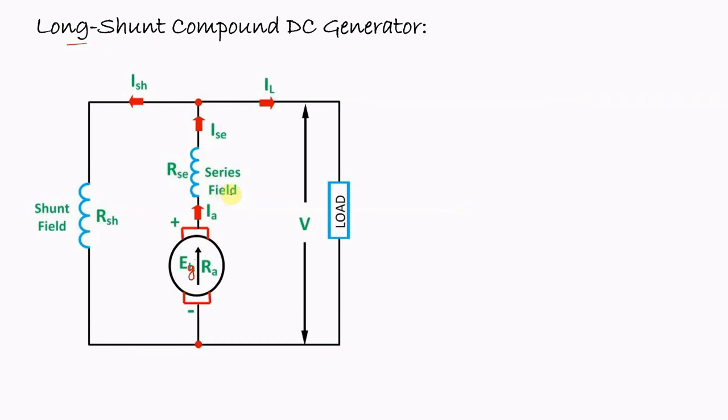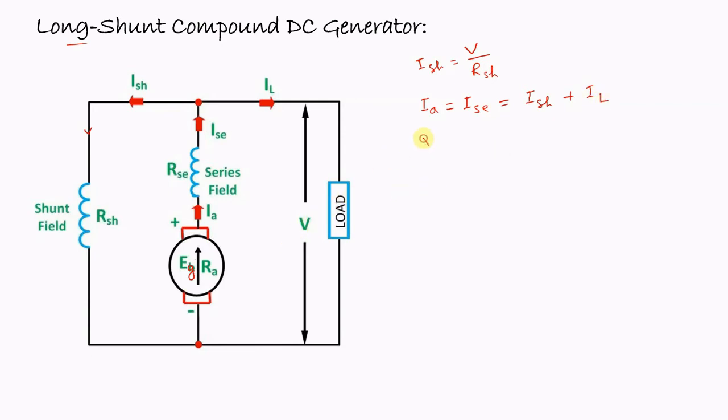So in case of long shunt compound generator, the current flowing to the shunt field winding, that is ISH, is the voltage upon the shunt field winding resistance, because here the voltage across the load will also be the voltage across the shunt field winding. Here the armature current and the series field winding current will be the same, because the current which is flowing from the armature, the same current will flow to the series field winding, and then it will divide into two parts. One part is the shunt field winding current and the other part is the load current.